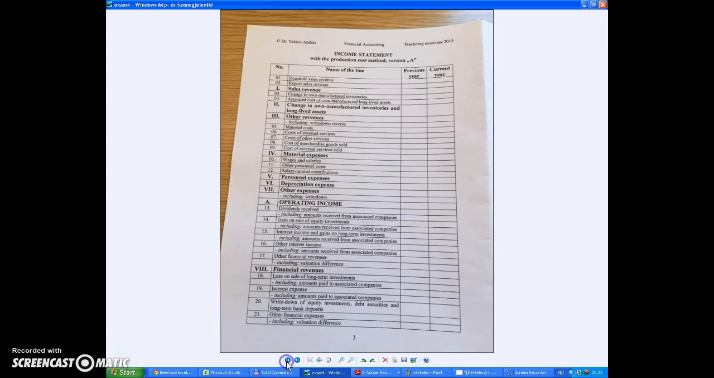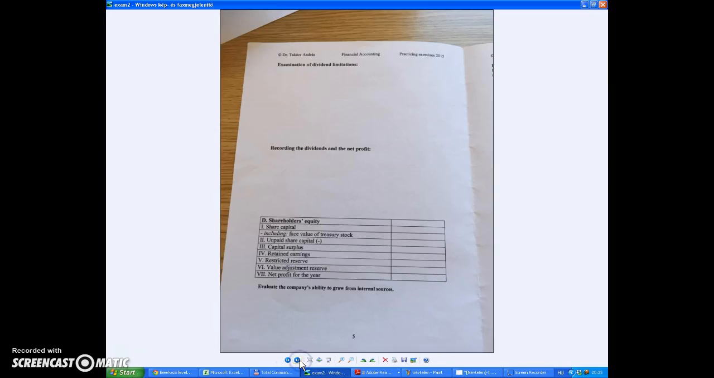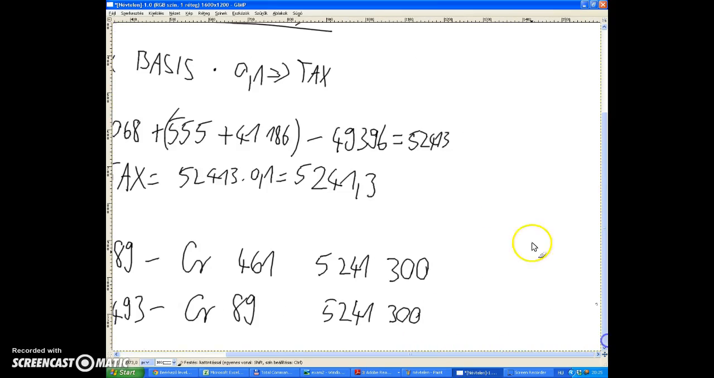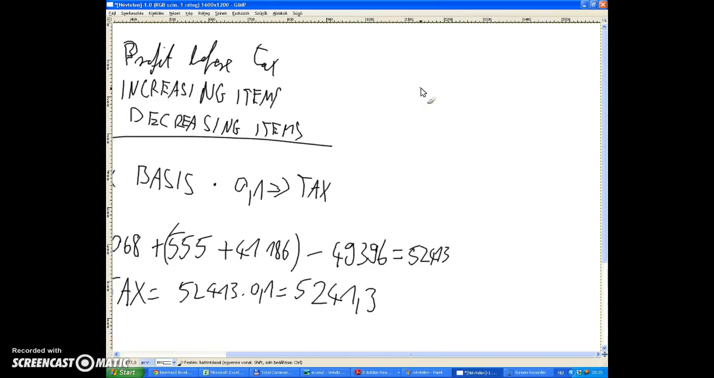So actually, the task was to examine the dividend limitations, and we can say that the company can reach this goal to pay 15% of its profits as dividends, and we have to record it, and also the net profit. So let's see how it looks as a bookkeeping entry.